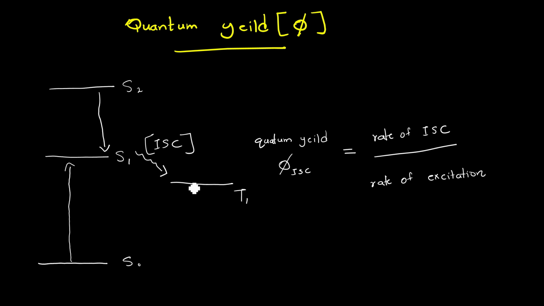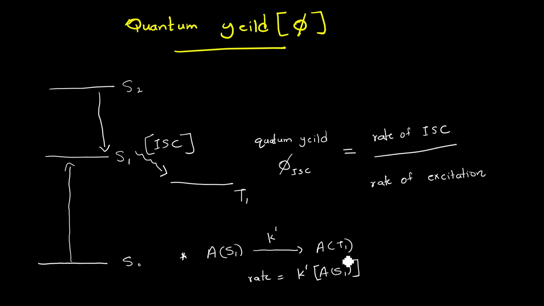Let me draw it here. We have molecule A in the S1 state, which is converted into the A triplet state by intersystem crossing. Let's say the rate constant is k dash. I hope you know how to write the rate of this reaction step, basic kinetics. The rate is given by k dash times the reactant concentration, here the concentration of A in S1. So this is the rate.